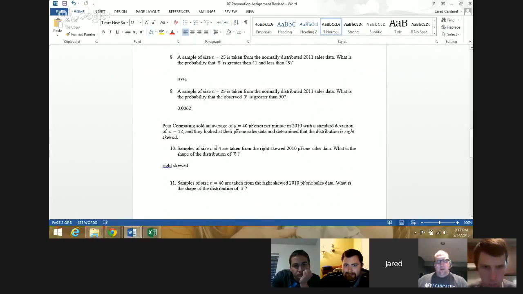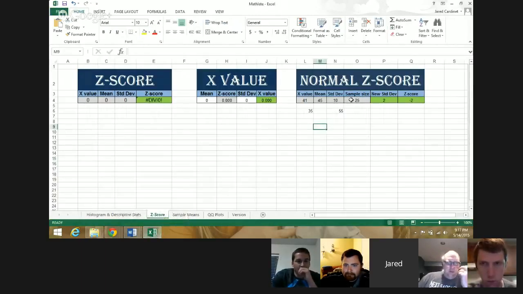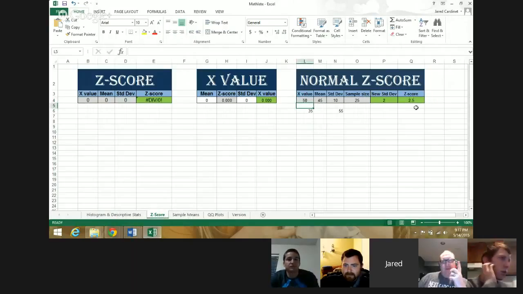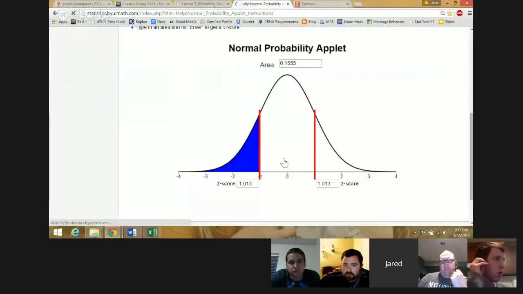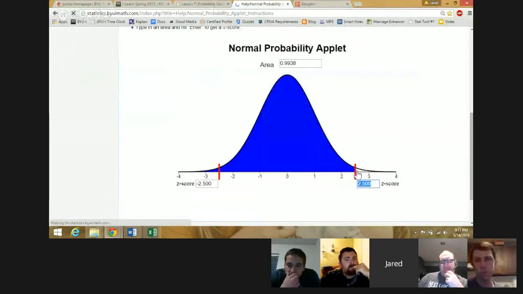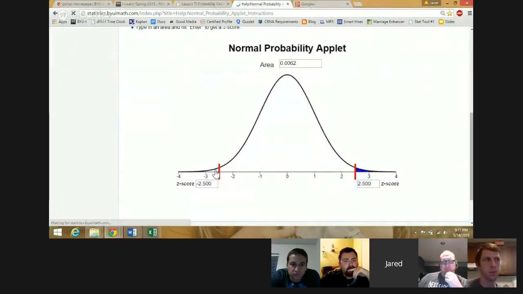Okay. So sample size of 20, x value of 50. So just quick math here. The z-score is 2.5. Mm-hmm. So go ahead, plug in 2.5, and highlight the right areas. And this is the probability that it'll be greater than 50. So 0.0062. Yep.